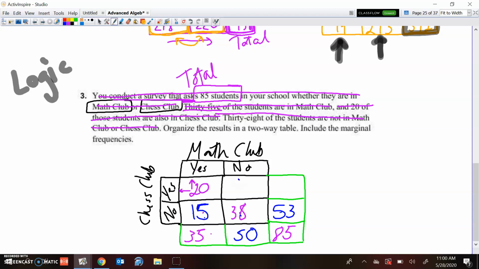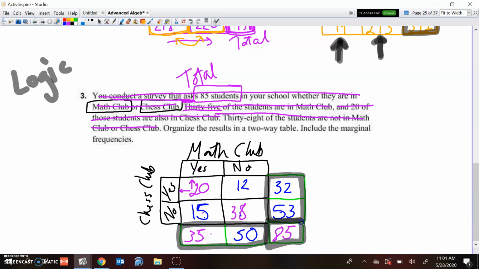And then I can work backwards. Something plus 38 equals 50, and that's going to give me 12. And then lastly, 20 plus 12 gives me 32. Now to check and make sure we have it right, I'm going to go ahead and add these. 32 plus 53 is 85. It worked. 35 plus 50 is 85.